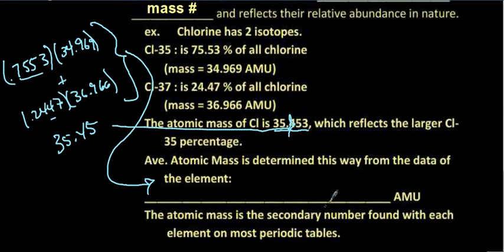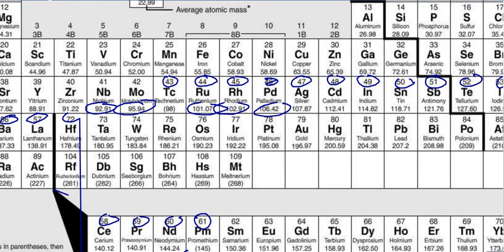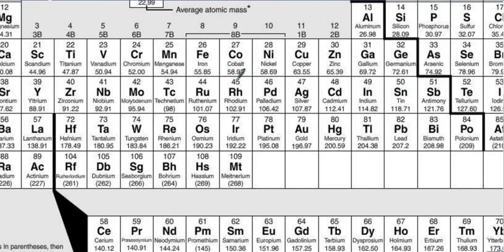Okay, and the atomic mass is the secondary number found with each element on most periodic tables. So here's a look at a periodic table. These whole numbers are the atomic numbers, and these with decimals between them, those are the atomic masses.